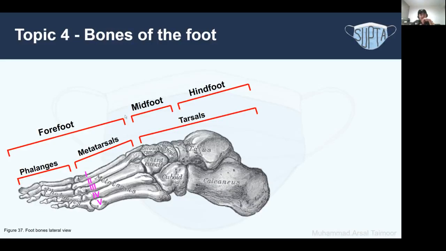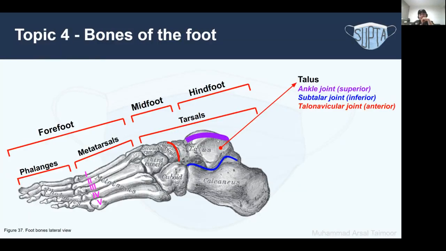You've got the midfoot, which is the cuboid, the navicular, and the third, second, and first cuneiform. So there's 3 cuneiform bones, a navicular bone, and a cuboid, and that mainly forms the midfoot. And then the hindfoot is the talus and the calcaneus. So these are tarsal bones. This is the talus bone, and this is the calcaneus. The Achilles tendon will insert onto the calcaneus. The talus will form a mortise type joint, basically forming the ankle joint superiorly here.